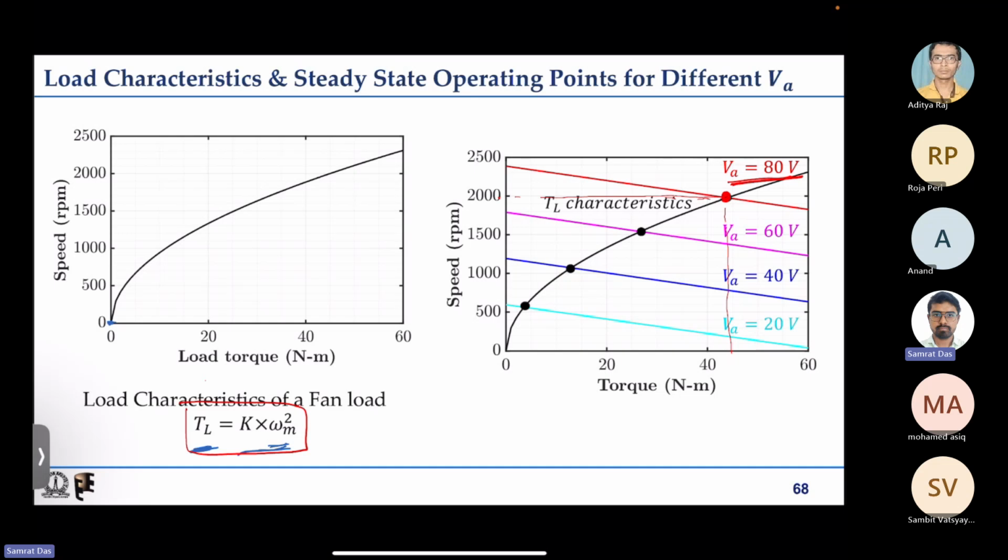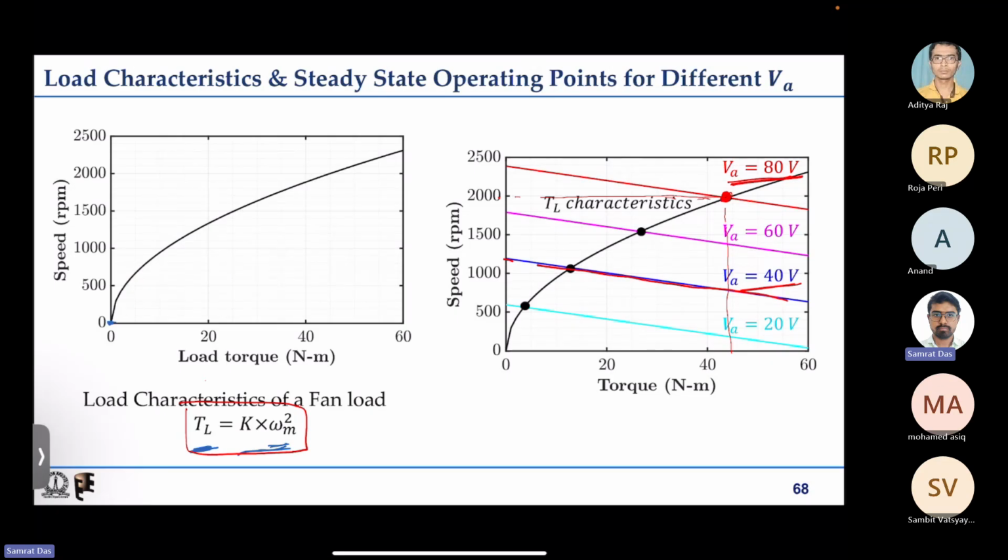Now while the motor is rotating at that operating point, suppose we decide to change the armature voltage and come down to 40 volt. As soon as we change the armature voltage, the motor characteristic shifts. The new motor characteristic becomes this blue one.